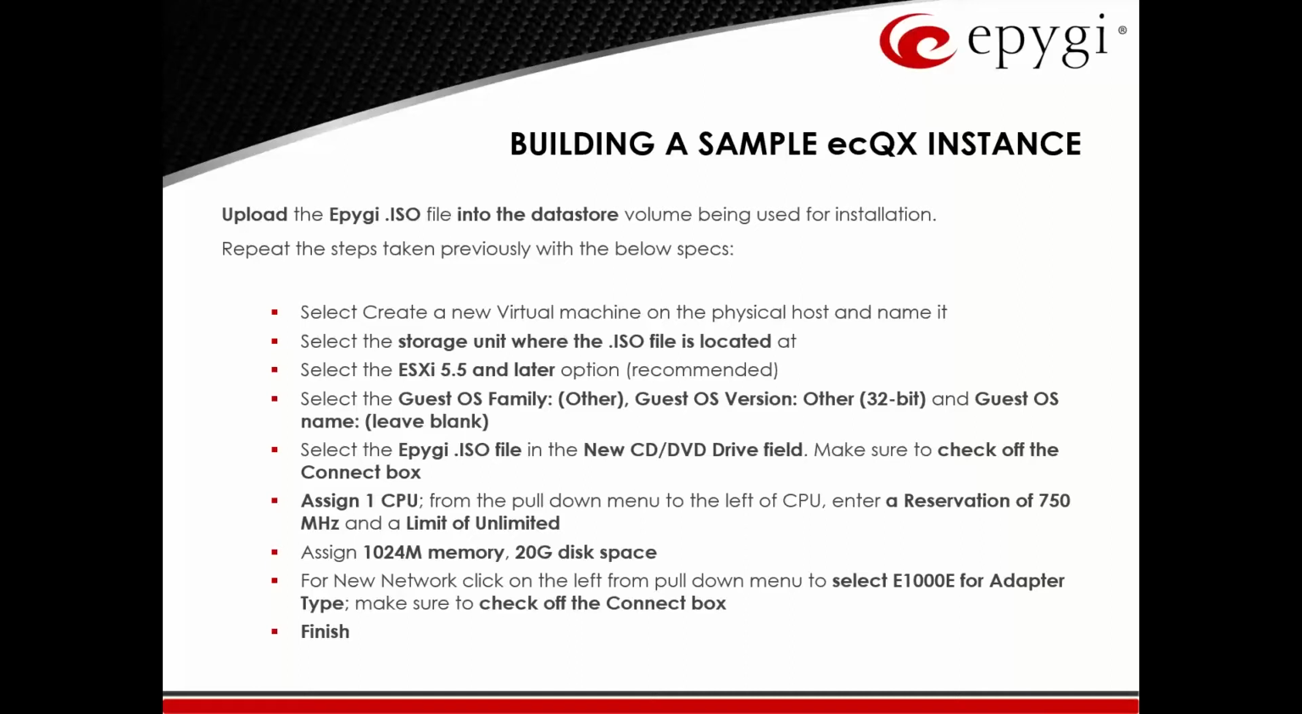Assign 1 unit of CPU from the pull-down menu to the left of the CPU field. Enter a reservation of 750 megahertz and a limit of unlimited. Assign 1024 megs of memory, 20 gigs of disk space.